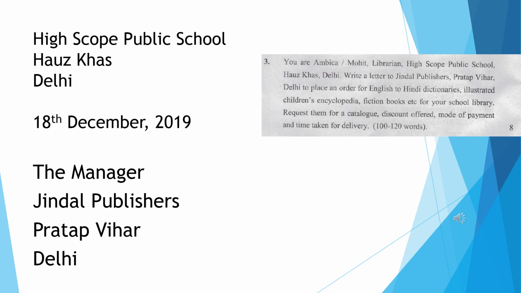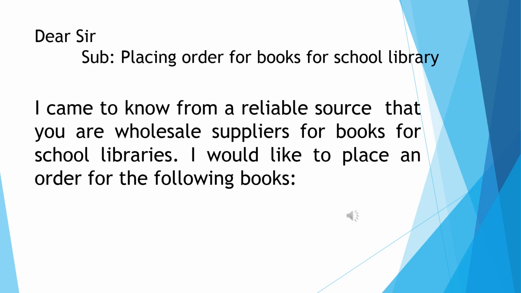So it's not given in the question paper. Even if it's not given in the question, you have to include that. The manager, Jindal Publishers, Pitampura Vihar, Delhi. So first you see the sender's address, followed by a line space and date, then another line space, then the receiver's address. So when you write a formal letter, first you write the sender's address with the exception of your name, followed by date and the receiver's address.